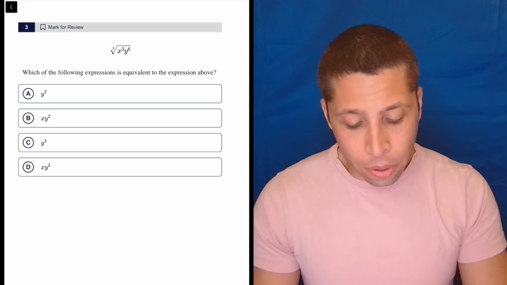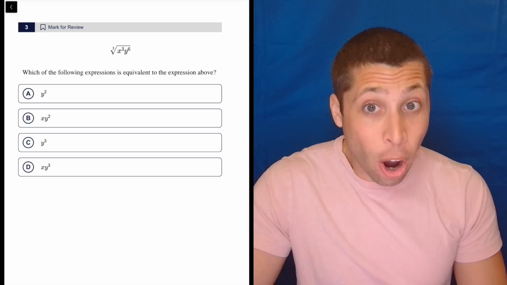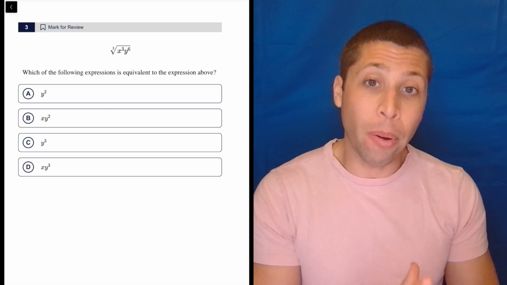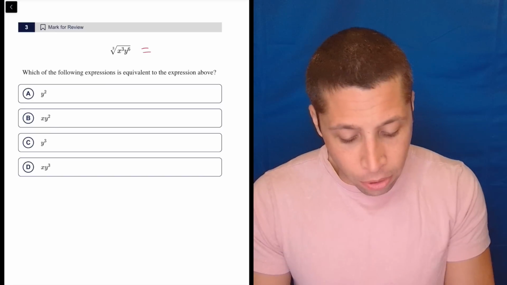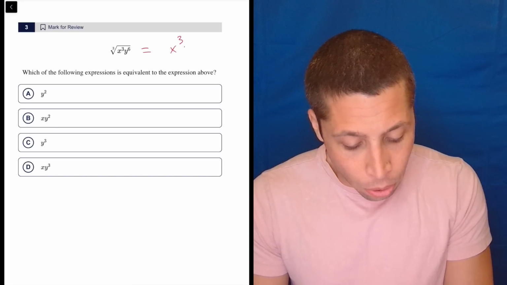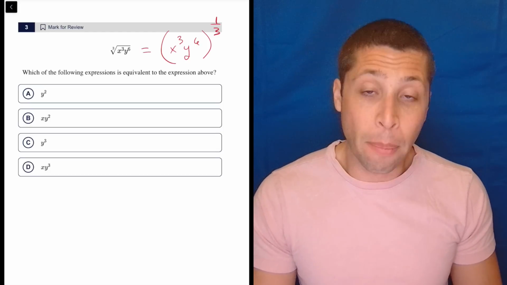Now, there is a radical here. But the most important thing to remember about radicals is that they are exponents. And generally speaking, we want to convert everything to exponents. So the first thing I would do here is convert this to x to the third, y to the sixth, to the 1/3. Now, where is that coming from?